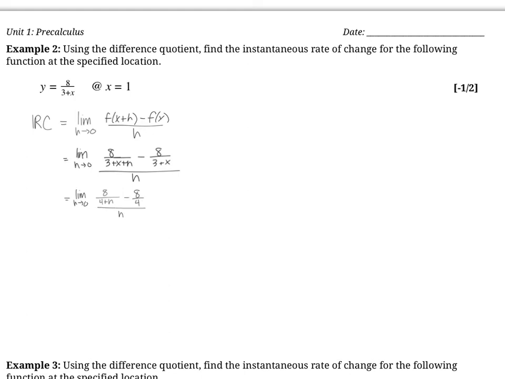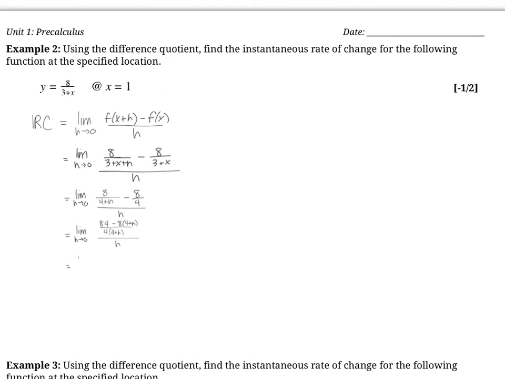Okay, now we just have to do some fraction manipulation here. So the limit as h approaches 0. What we can do is find a common denominator between these two terms, right? The common denominator is going to be 4 times 4 plus h, because there's no other common denominator there, so I'm going to write that part first. 4 times 4 plus h, that's our denominator. And in order to use that denominator, the 8 needs to be multiplied by 4, and the 8 over here needs to be multiplied by 4 plus h. So this is just finding a common denominator. This is all over h.